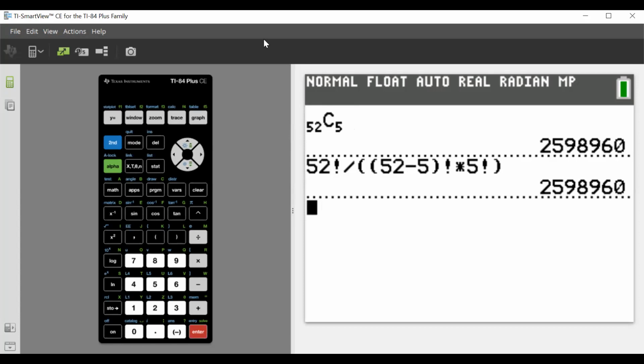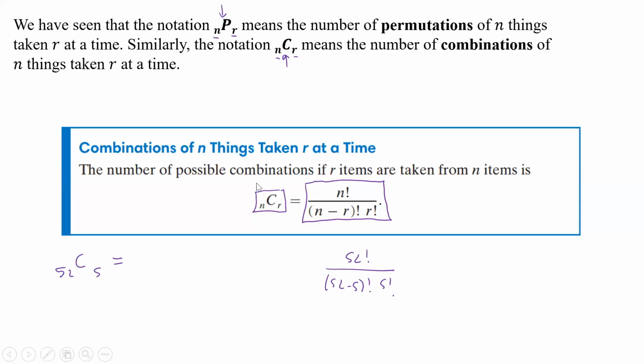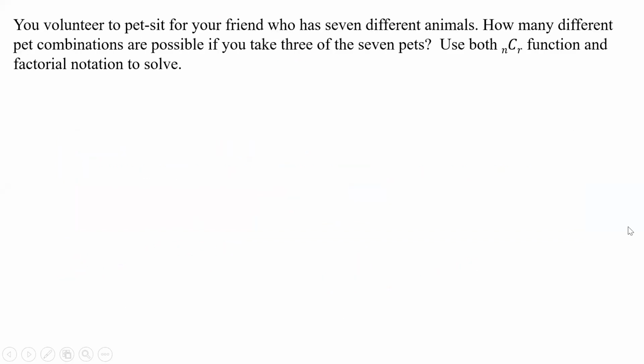All right, so let's go back here, and we found that there were 2,598,960 if we did it that way, and 2,598,960 if we did it that way. That one didn't write very nicely, but that's okay. Either way, we found the same thing. Again, we can use the notation like this or with factorials.